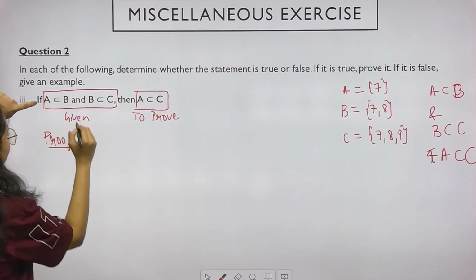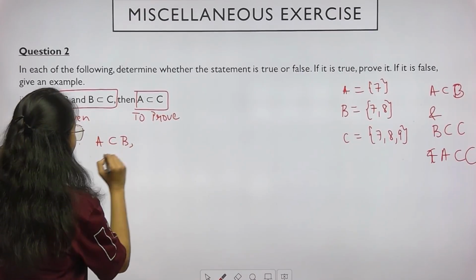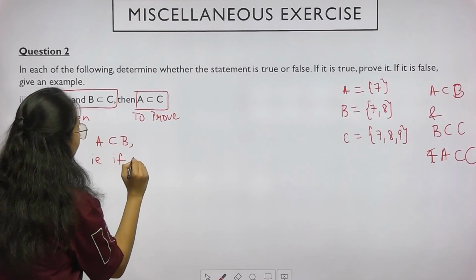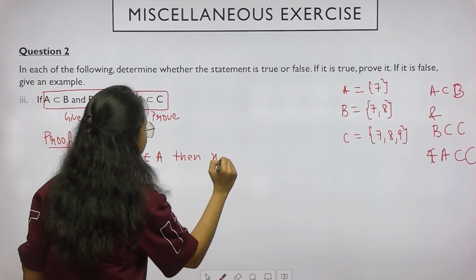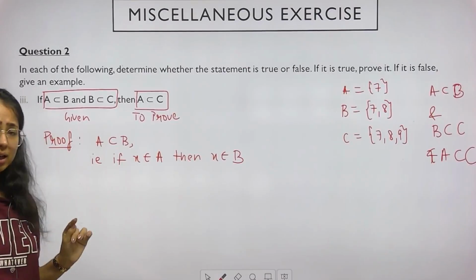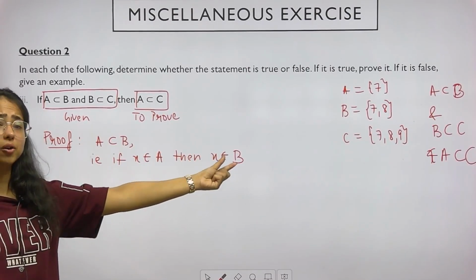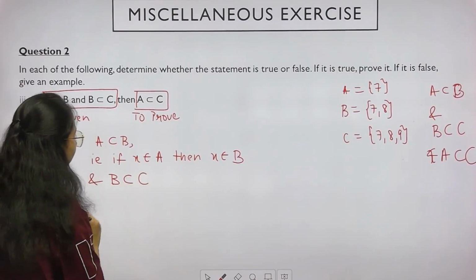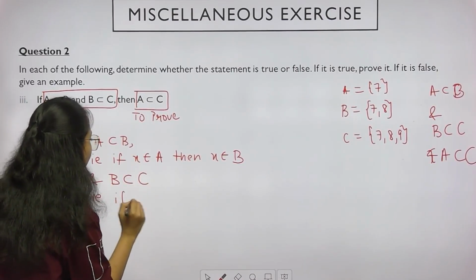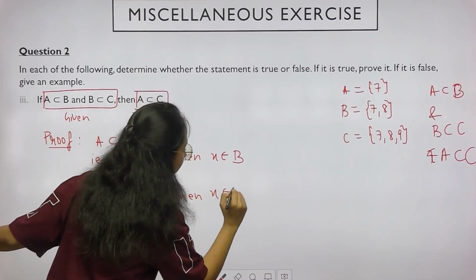We are given that A is a subset of B. That is, if X belongs in A, then X belongs in B. Correct? If an element X belongs in set A, then it is also a part of set B. Correct? And B is a subset of C. That is, if X belongs in B, then X also belongs in C.